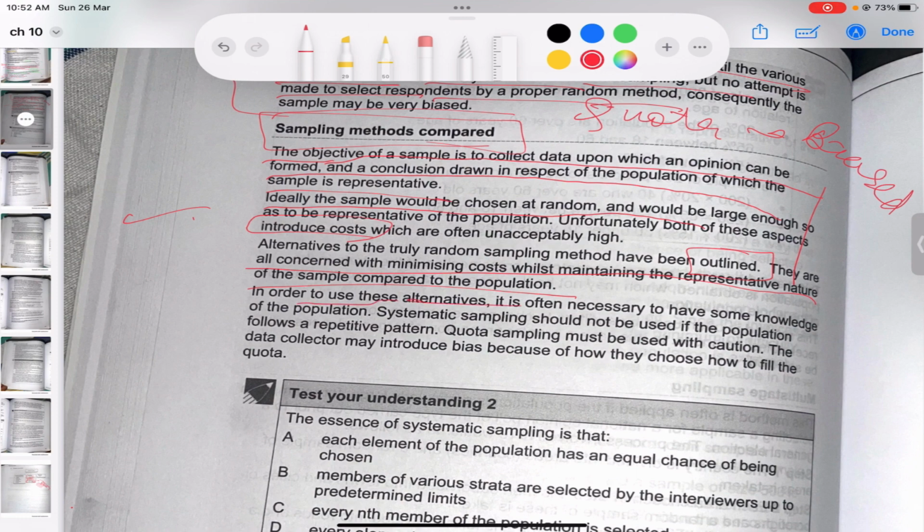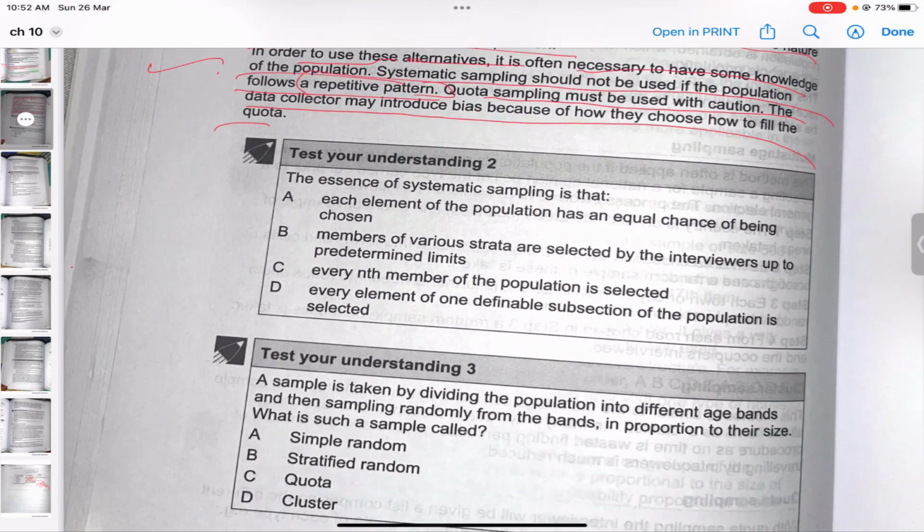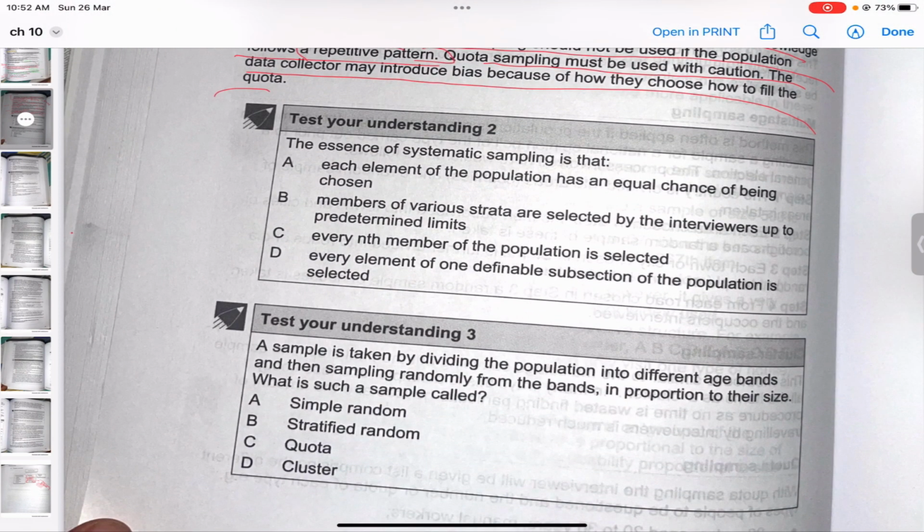In order to use alternatives, it is often necessary to have some knowledge of the population. Systematic sampling should not be used if the population follows a repetitive plan, like the houses example which we saw. Quota sampling must be used with caution. The data collector may introduce bias because of how they choose to fill the quota. Let's go ahead with our test your understandings now.